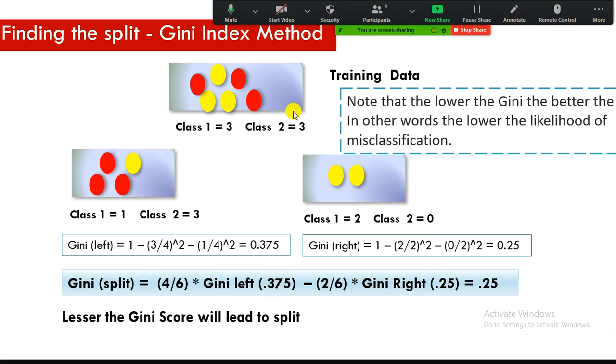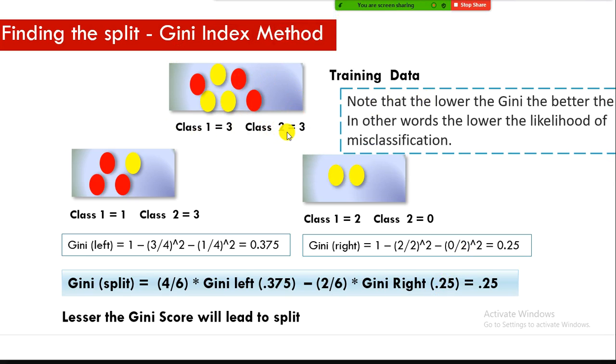So now let us look at this example. Here we have class 1 equal to 3 and class 2 equal to 3. This is your root node, this is the left side, a branch node, and another branch node. Class 1 is the yellow one and class 2 is the red one. On the left side, yellow is 1 and red is 3. On the right side, class 1 is 2 and class 2 is 0.